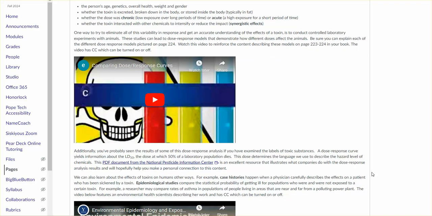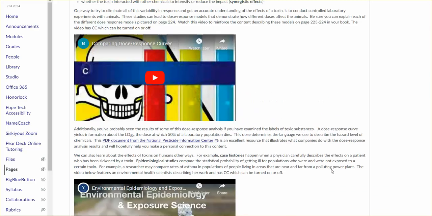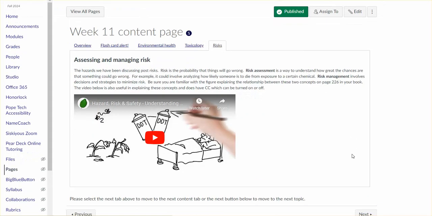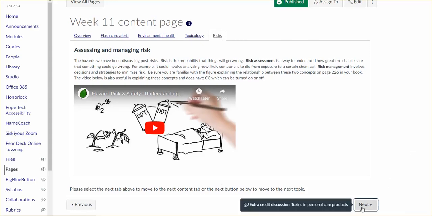Here is a video about dose response curves. You're going to be creating a dose response curve in this week's lab. And then the final tab just has one video about risks and assessing versus managing risks.